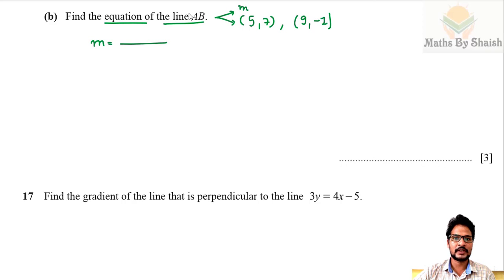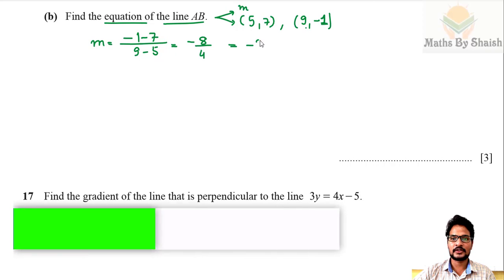So rise upon run is where we find the difference of y, we subtract the y coordinates. We can choose this as the final again. So it is (-1 minus 7) upon (9 minus 5). So it is -8 over 9 minus 5, that is 4. So the answer is -2.